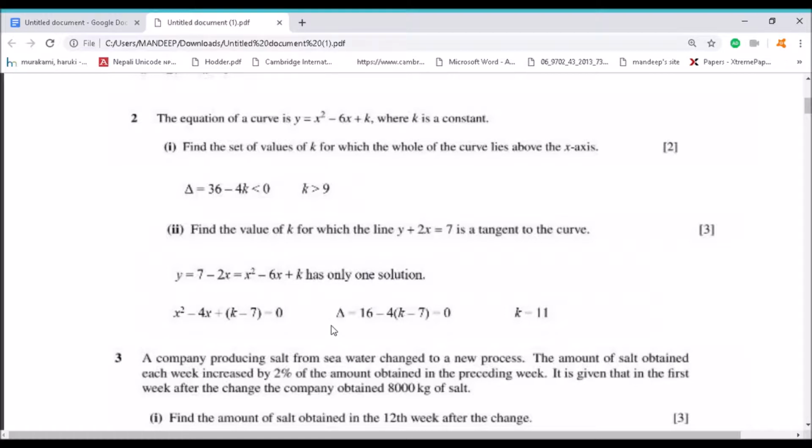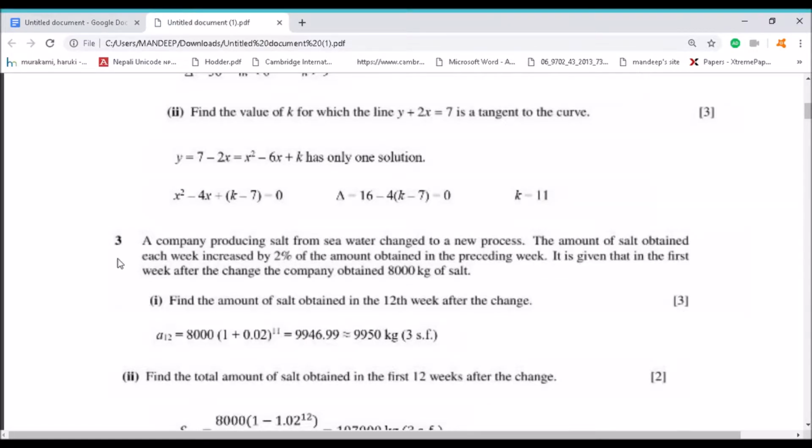So the discriminant is going to be b squared, 16, minus 4 times a times c. a is 1, so c is going to be k minus 7. This is equal to 0, because for a tangent it has only one point of contact. So you solve this and you get k equals 11. So that's our answer.